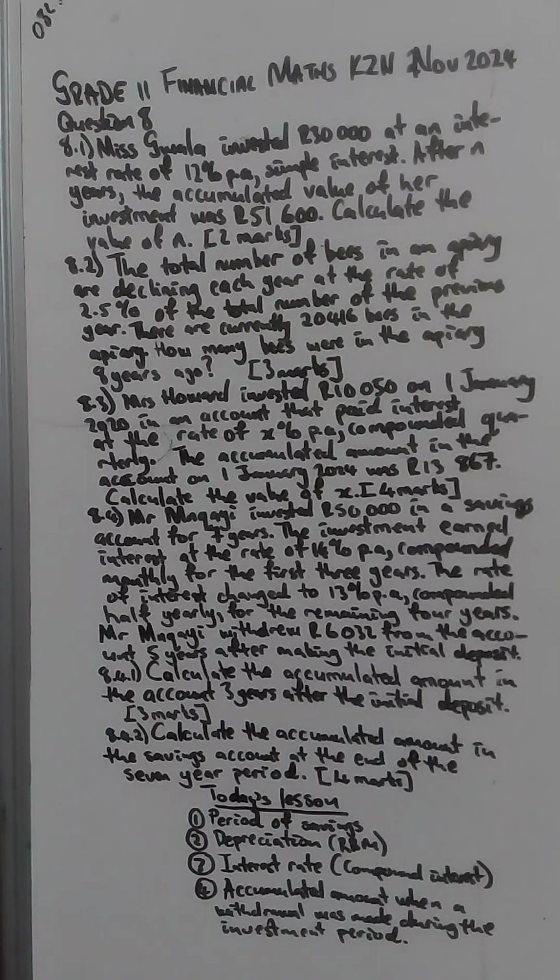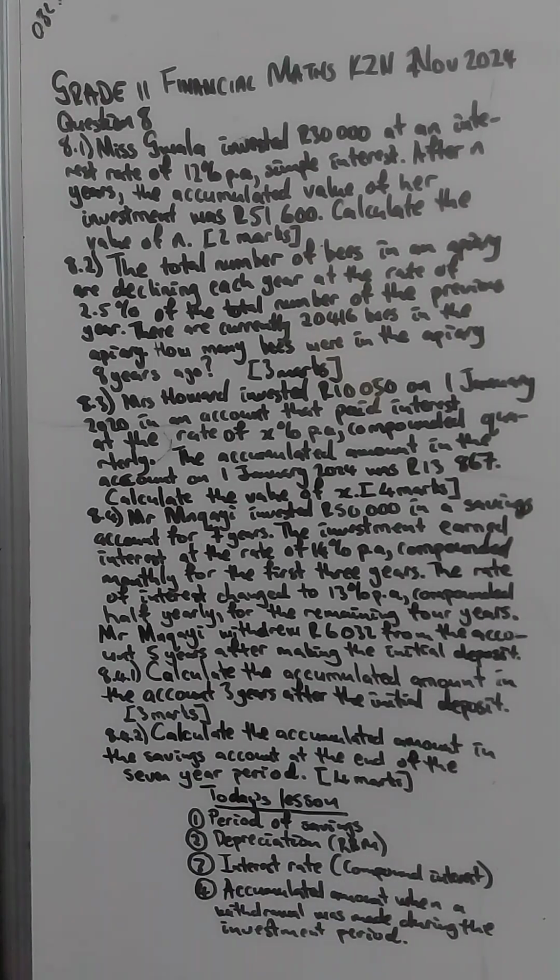All right, today's lesson is about financial mathematics, and it's a past exam paper that was written in KZN in the year of 2024. Now, from this particular question paper, there were 4 key things that they wanted. Number 1, they focused on the period of savings, to say how much amount of time, so we need to calculate that. Then number 2, they wanted to know the depreciation using the reducing balance method.